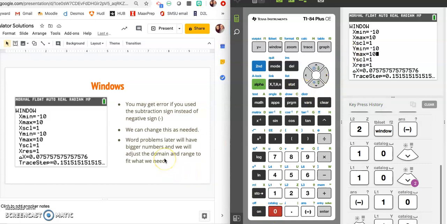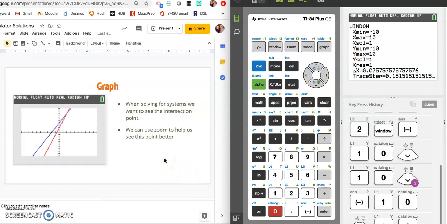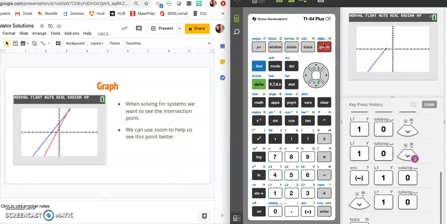The next thing we're going to talk about is graphing it. Once your windows are set, you can hit graph. If you don't set your windows and you hit graph, then you might not be able to see the graph. And so here's our graph. The nice thing about the newer calculators is they're colored, so you can have the blue line and the red line and know which equations those are. You can zoom in and out on them and different things like that.